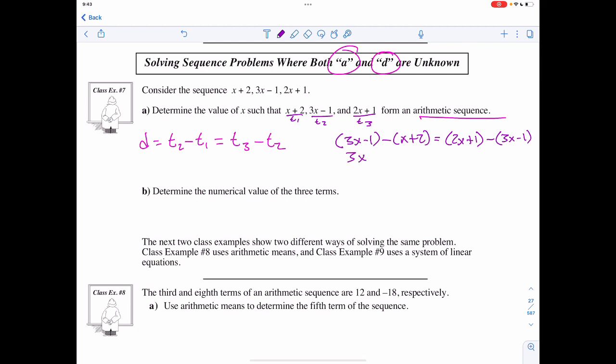This is going to give me 3x minus 1 minus x minus 2 is equal to 2x plus 1 minus 3x plus 1. Or, when I combine my like terms on each side, 2x minus 3 is equal to negative x plus 2. I'm going to move my x's over and get 3x. I'm going to move my constant over and state that that's going to be positive 5. And my x value is going to give me 5 over 3.